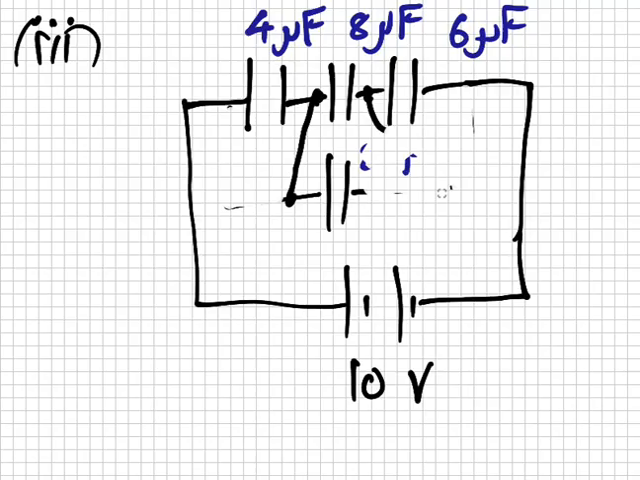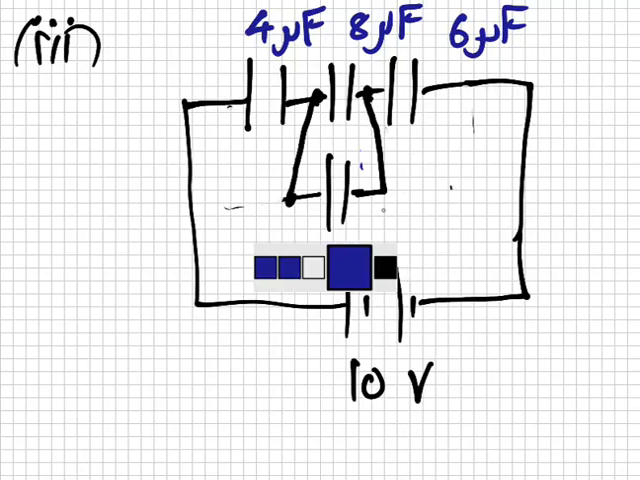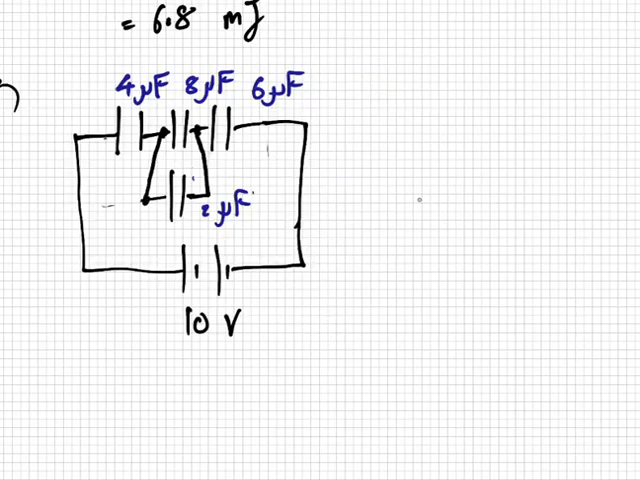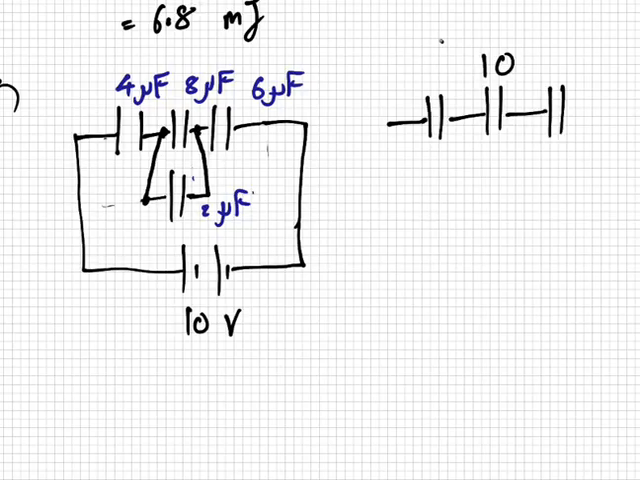Okay, so do you remember your rules for adding capacitance? Which one should we add together first? Yes, very good. The 2 and the 8. Because the easy ones to add are the parallel ones. So if I add the 2 and the 8 together, what does that make? That would be 10 here, wouldn't it? It'd be 4, 10 and 6. Because I put these two together. Now add these together.